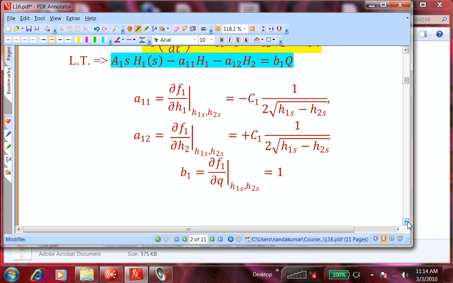So I've taken all the partial derivatives I need for this problem. I need to evaluate them at the steady state. Right. What you see here, A11 is the partial derivative of F1 with respect to H1, and that is the one that multiplies the deviation variable H1. So you see that at the top, A11 times H1 minus A12 times H2 equals B1 times Q, the very top line, the blue. So A11 is the coefficient that multiplies the deviation variable H1.